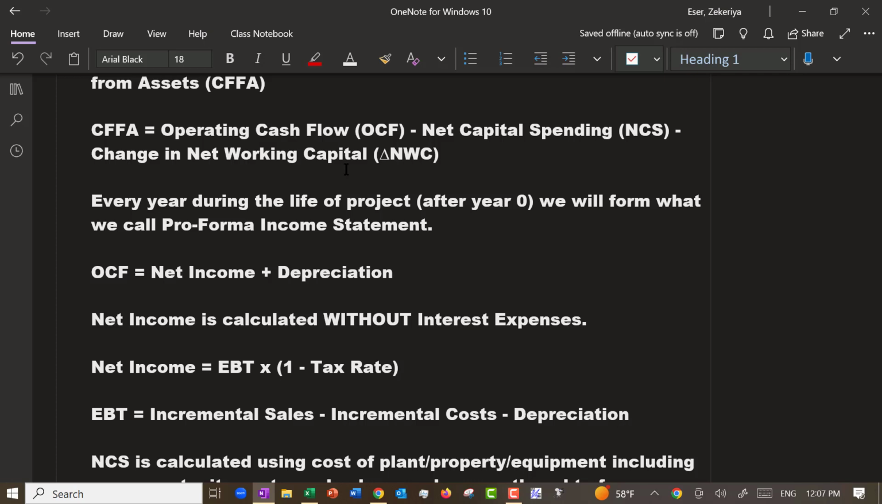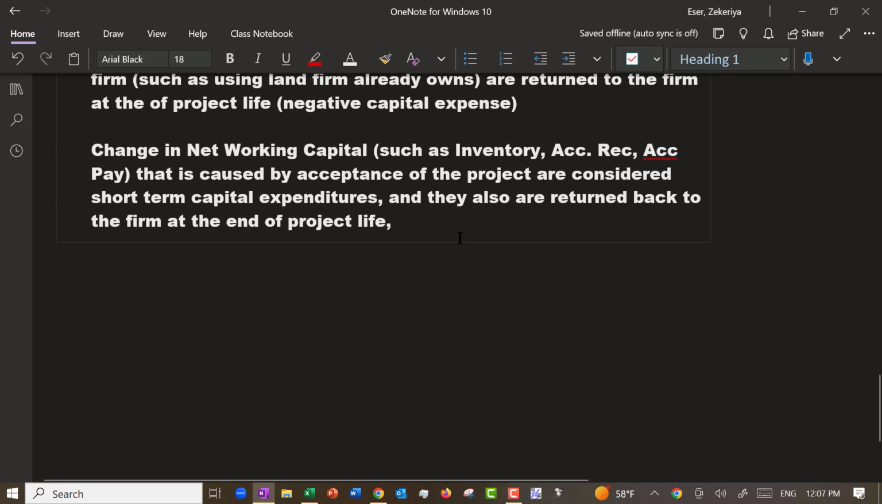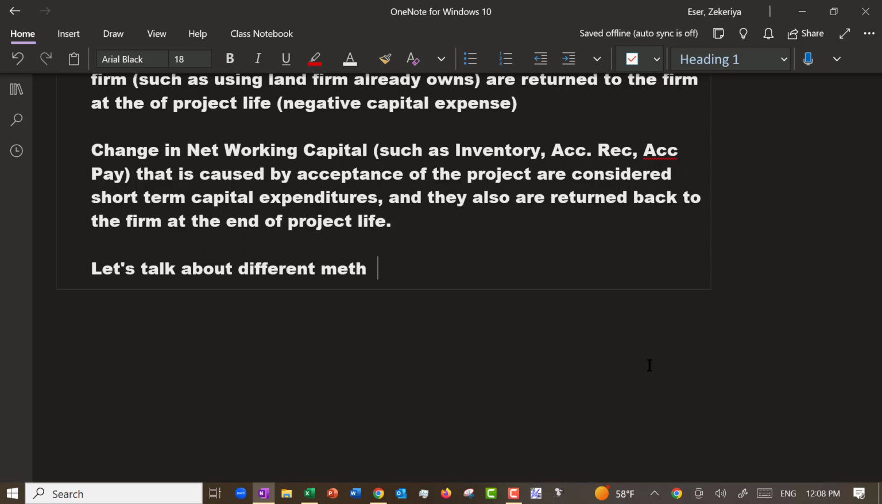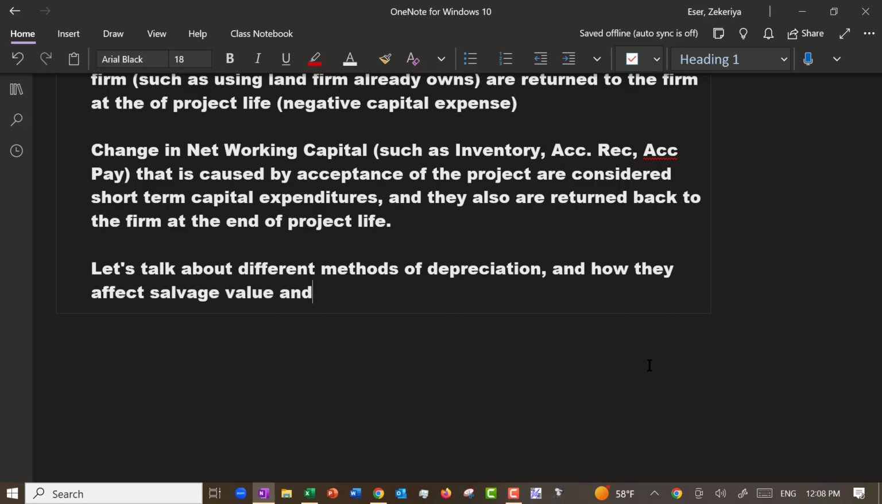Now I have only 20 minutes left. Let's talk about different methods of depreciation and how they affect salvage value and net income for pro forma income statements.